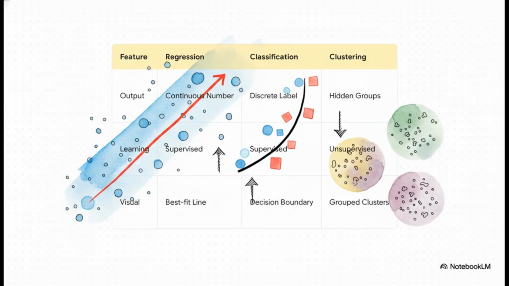Let's run through it. For regression, your output is a continuous number, it's supervised learning, and your visual metaphor is that best fit line. For classification, your output is a discrete label or category, it's also supervised, and you're creating a decision boundary. And finally, for clustering, you're discovering hidden groups, it's unsupervised, and you end up with these distinct grouped clusters. This is your cheat sheet.